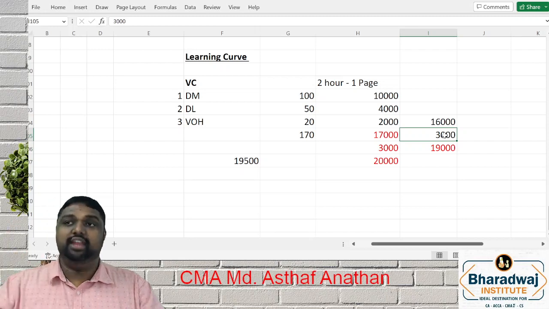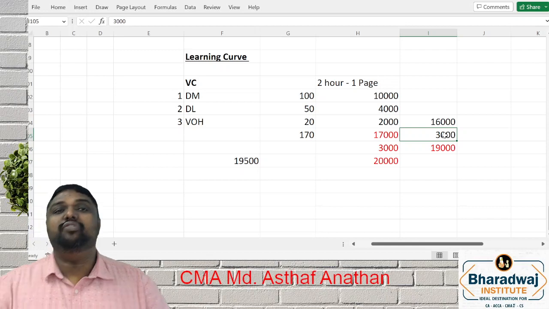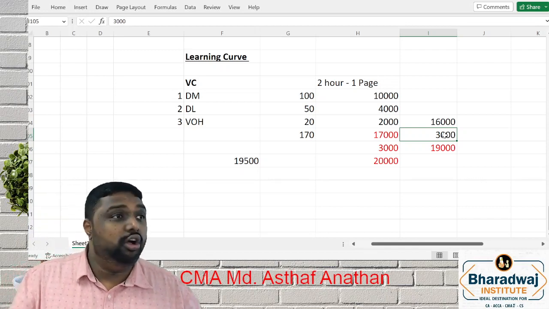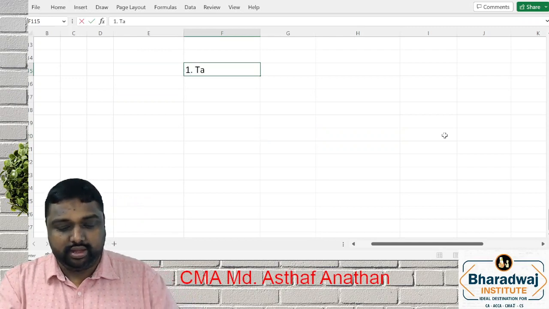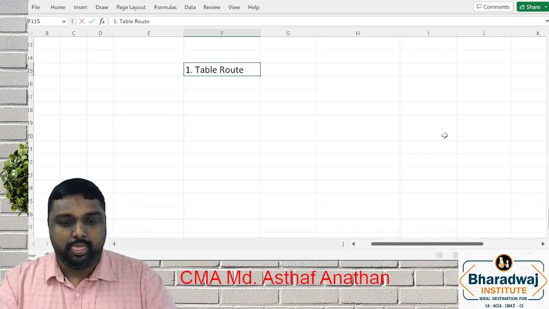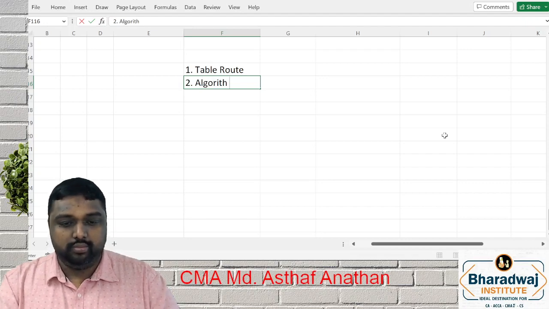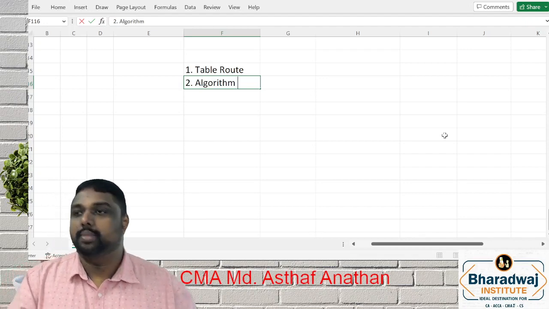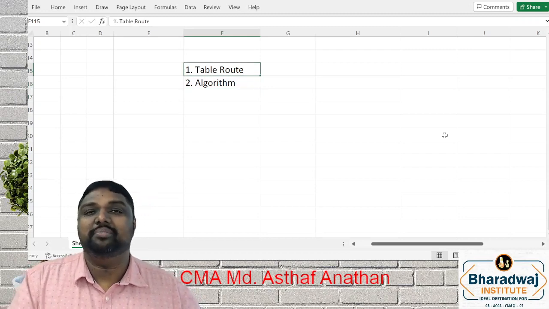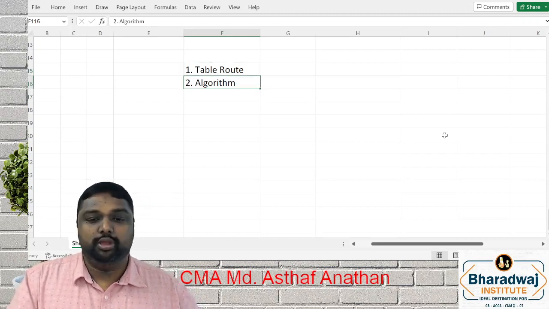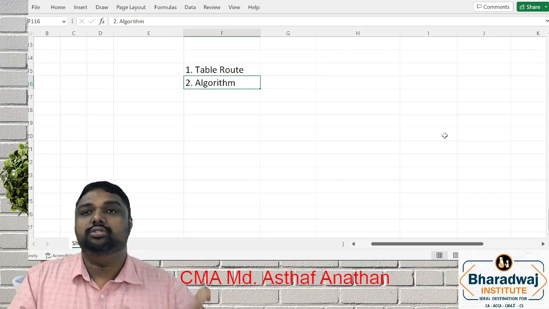That means, as you said very clearly, the number of hours will reduce. So how do we find this out? You can find it in two ways. First one, the table method. Another one, the algorithm method. Generally, what comes in the exam is only the table method, because the algorithm may not be used in your exam.